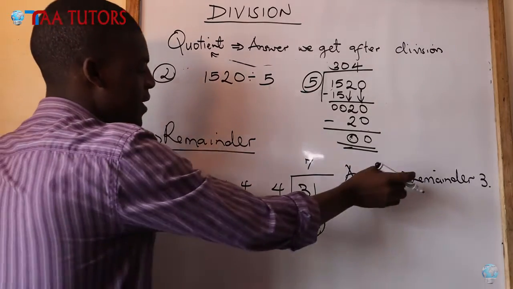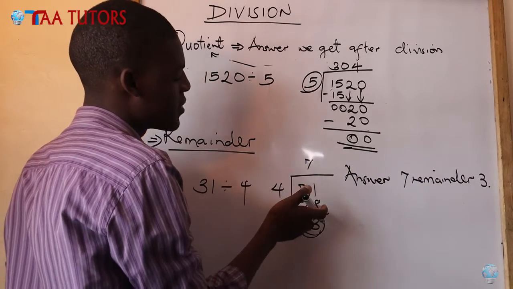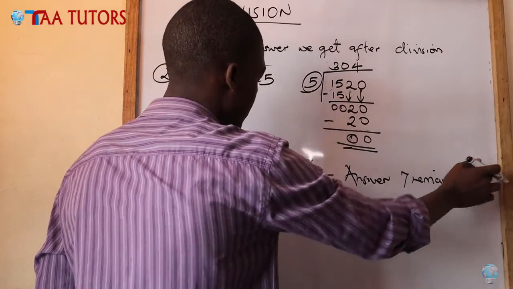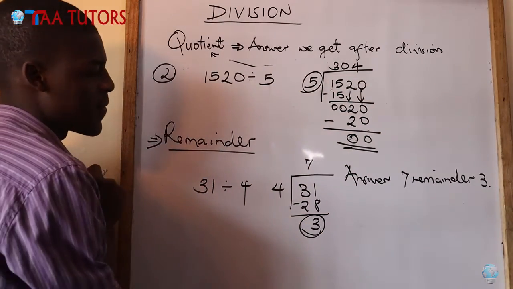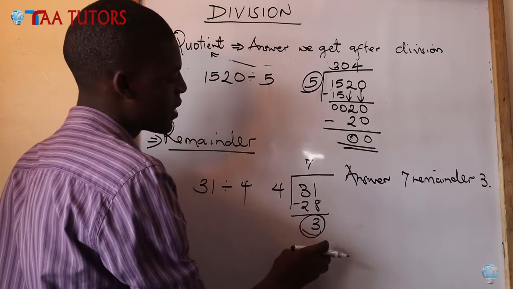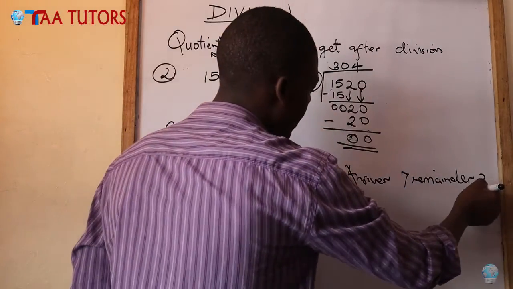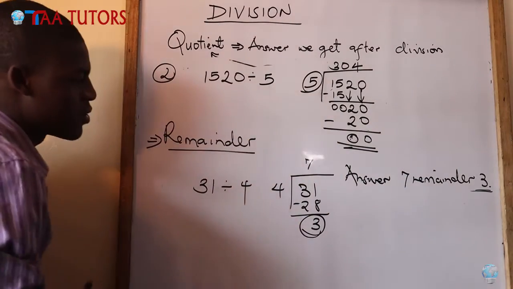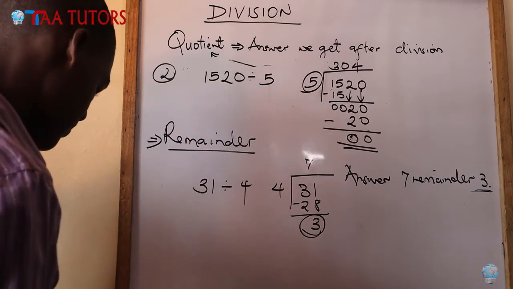Because when we take 7 times 4, we are going to get 28. When we add this 3, we are carrying back to 31, the dividend. So in a case where the division is not complete to 0, we will include that remainder because not all of them will be perfect divisions.